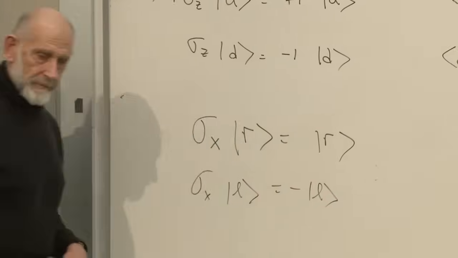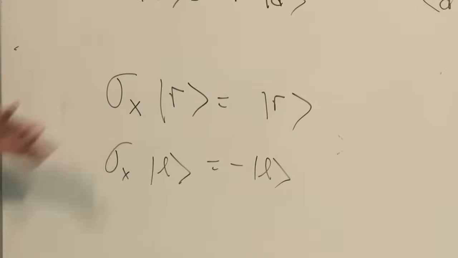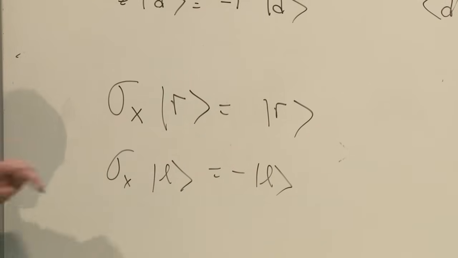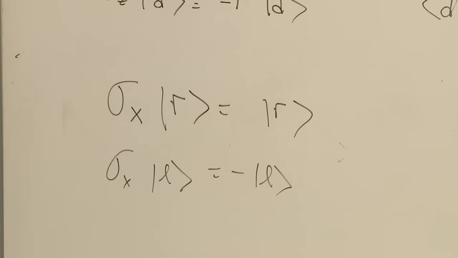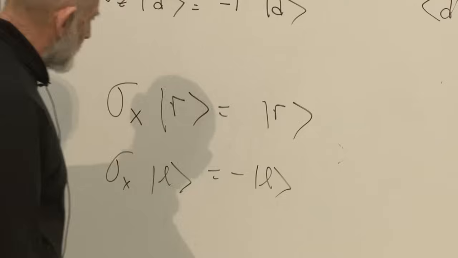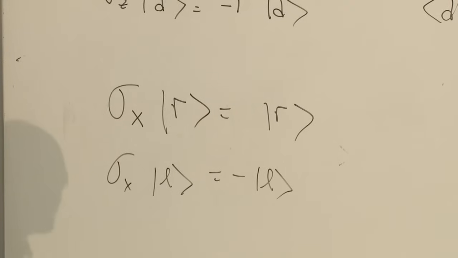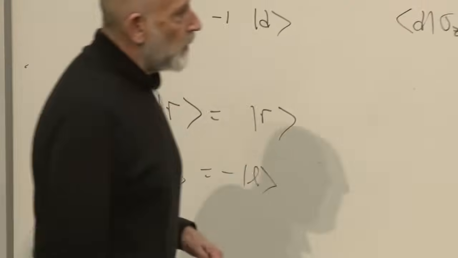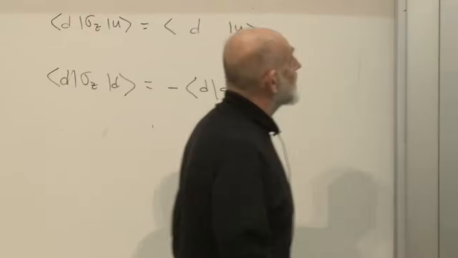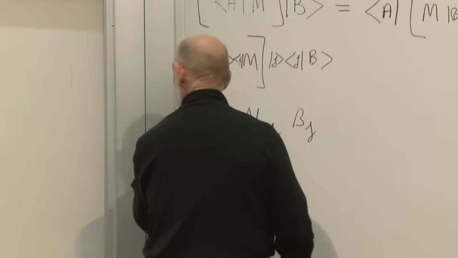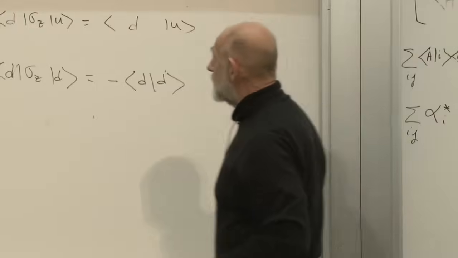Equals minus left. Those are the two possible values that sigma x can take on. Left and right are the eigenvectors, in other words, the states in which sigma x has definite values, plus 1 and minus 1. And this is what I know about sigma x. But I want to find its matrix elements in the up-down basis. So what I really want then, let's come over to here and see if we can compute in the same basis.